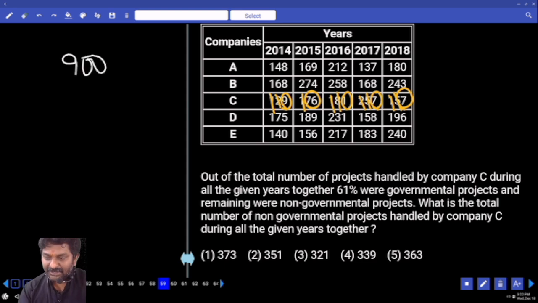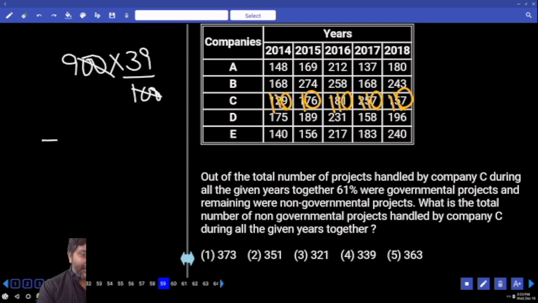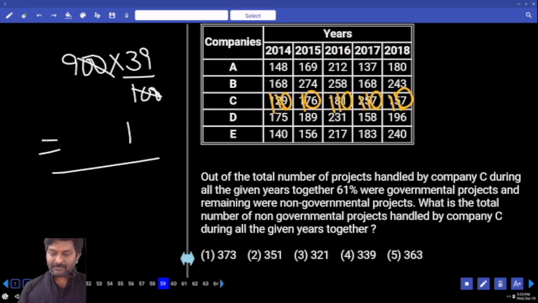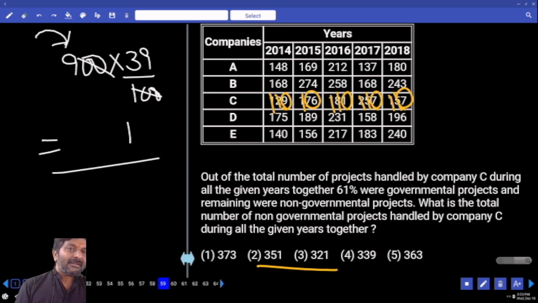Out of this we need to calculate 39%, right? 39 percentage. The answer ends with how many? Clearly you see a number 9. The answer should be a multiple of 9. Can it be the third option?